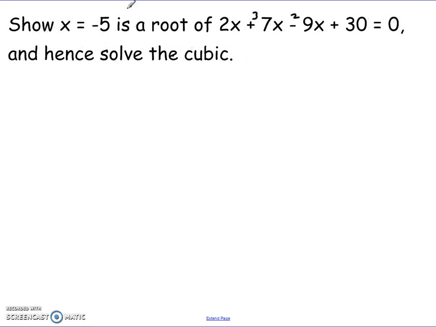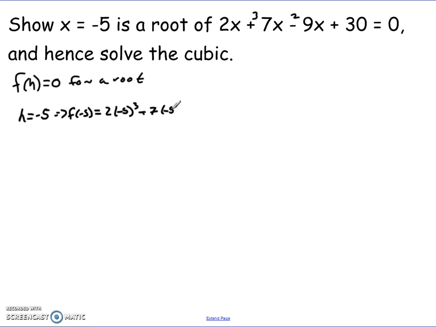Well, the first thing we have to do is show that this is a root, and we do that the exact same way. What we want to focus on is the fact we know that f of h equals 0 for a root. Looking at what we're dividing by, x equals negative 5, we know that h equals negative 5. So we substitute in: f of negative 5 equals 2 times negative 5 cubed plus 7 times negative 5 squared, take away 9 times negative 5 plus 30. We substitute all these values in and work it through at this point.